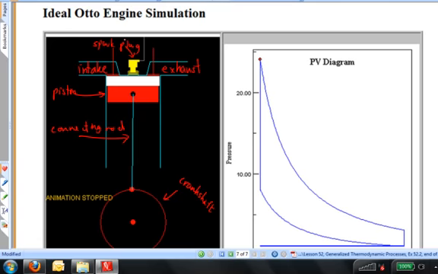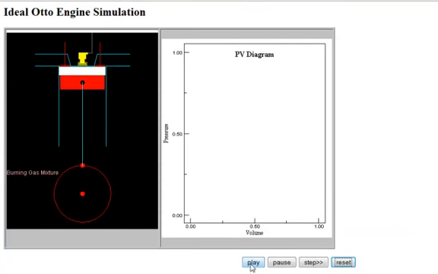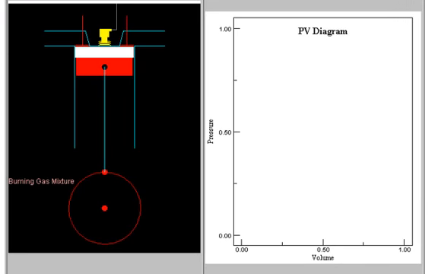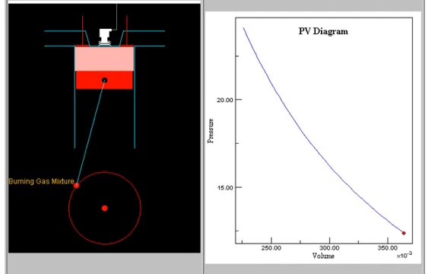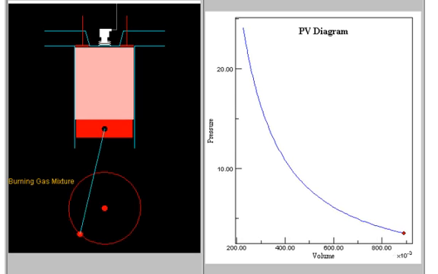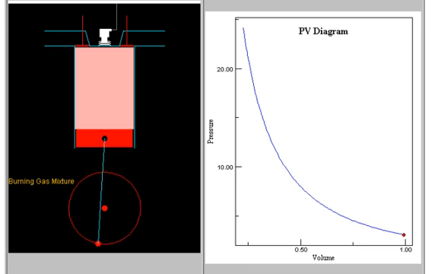Now what's going on during this process? In this particular animation, the process begins with a power stroke. So what's happening is that I have the spark plug ignited and it's pushing the burned gasoline downward. I'm pausing it at a moment here, and you see that this is an expansion and work is being done by the gas on the piston. That happens to be an adiabatic expansion.